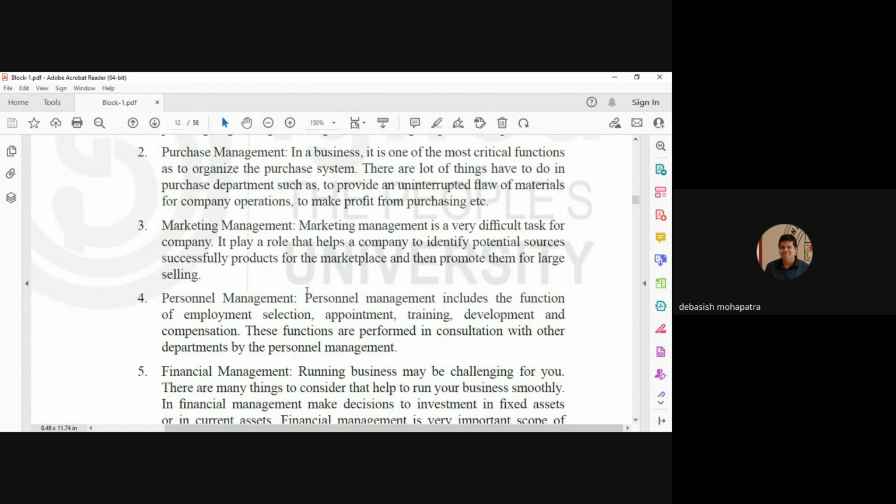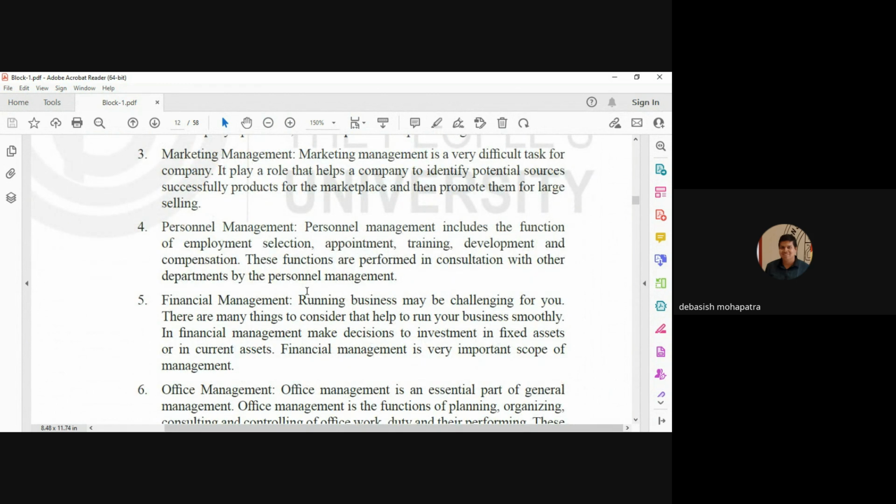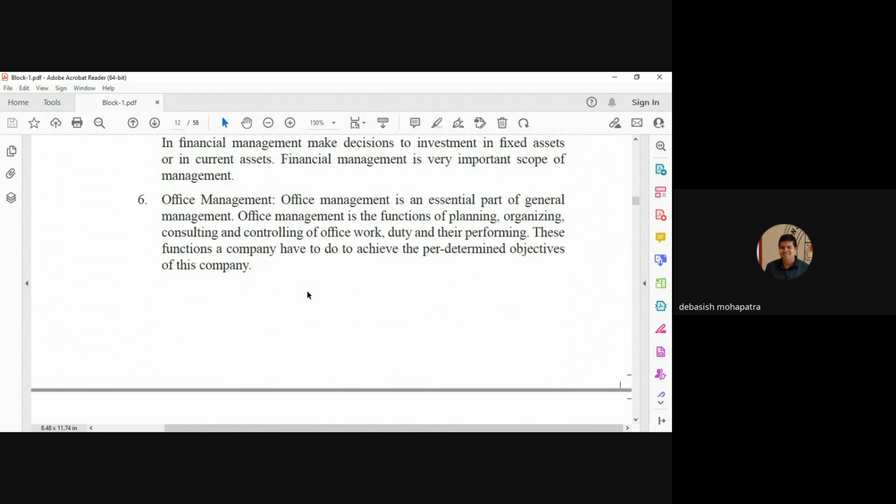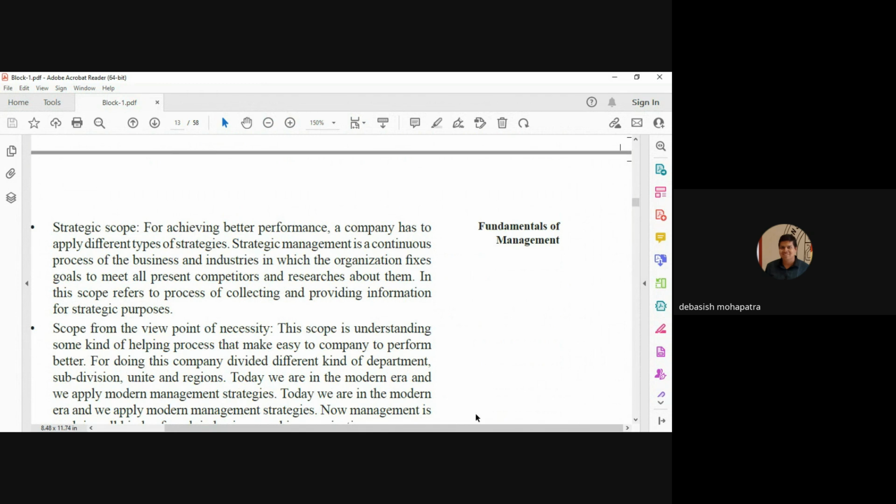Then personnel management includes the functions of employment selection, appointment, training, development and compensation. Then financial management. Running a business may be challenging for you, but there are many things to consider that help to run your business smoothly. So in financial management, you make decisions to invest in fixed assets or in current assets. Then office management. Office management is an essential part of general management. Office management is a function of planning, organizing, consulting and controlling of office work, duty and their performance.